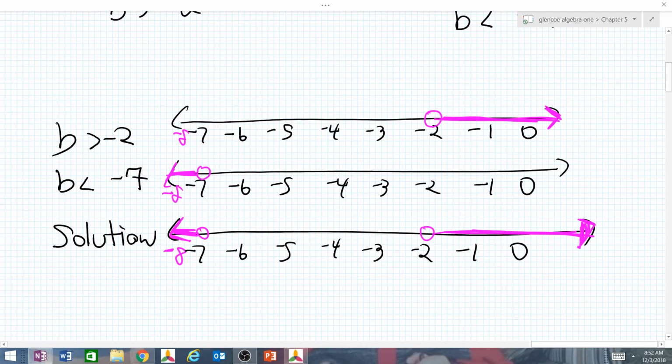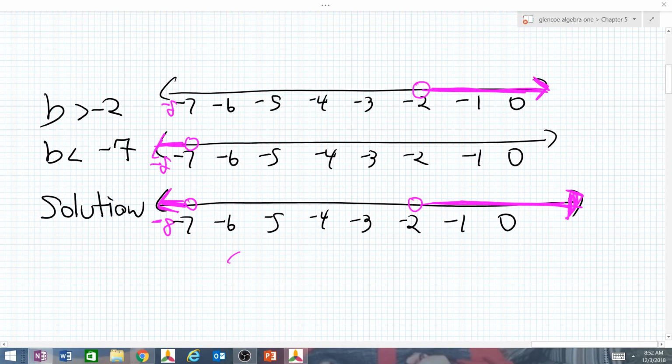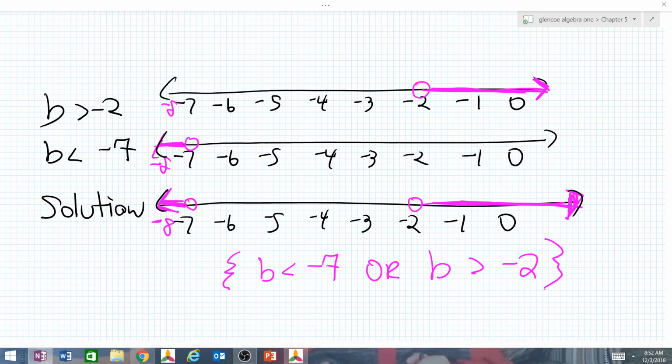And my solution set could be, it doesn't matter which way you write it, b is less than negative 7, or b is greater than negative 2. I don't care if you wrote b is greater than negative 2 first, or b is less than negative 7. The order doesn't matter. However, I usually look at my solution and write my answer from left to right. So when it's an "or" situation, you are allowed to put the word "or" in your set builder notation.